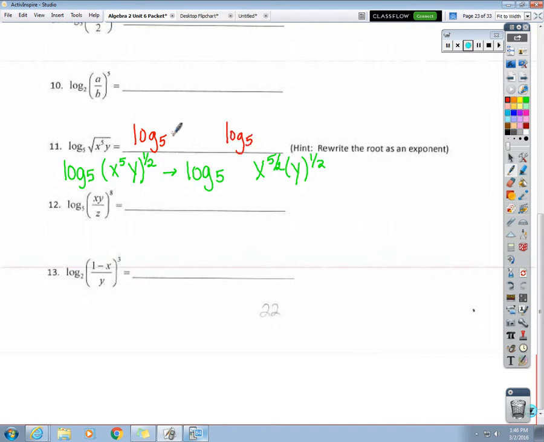Okay, once for the x, once for the y. They're being multiplied, so that's addition. They both are raised to a power, and when you're expanding, what do you do with powers? Right in the front. So 5/2 would come over here, and 1/2 on that one. Okay, once you're done copying that, turn to the next page and try the problem at the top.